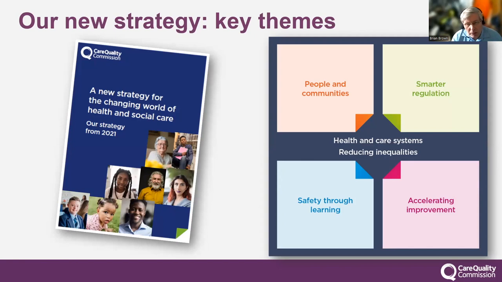We are moving forwards, and we published a strategy in May 2021 about how we're going to regulate in the changing world of health and social care. And we're being ambitious, but it's built on four themes, which are people and communities, smarter regulation, accelerating improvement, and safety through learning. And these are all published on our website. Go on to the next slide, please.